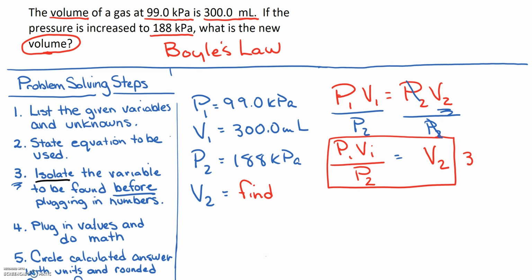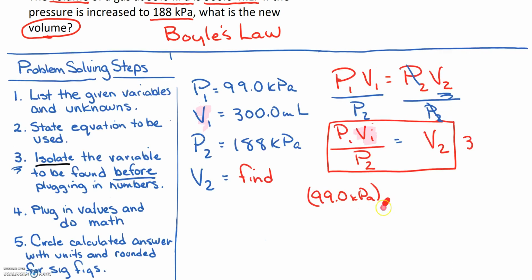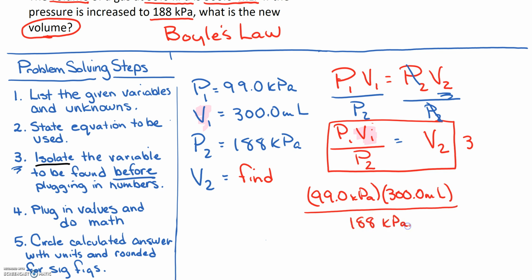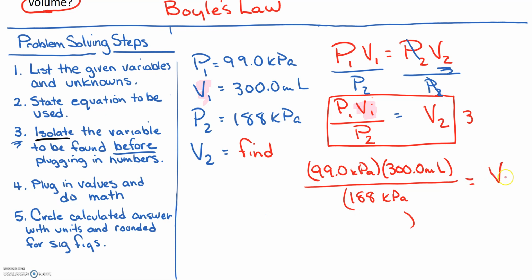Step number 4, plug the values in and do the math. Pressure 1 was 99.0 kilopascals. Volume number 1 was 300 milliliters, divided by pressure number 2, 188 kilopascals, equals my second volume. When I punch that in my calculator, I find that my volume comes out to be 157.9787234. Stop. You know you're not supposed to write down all those decimal places.